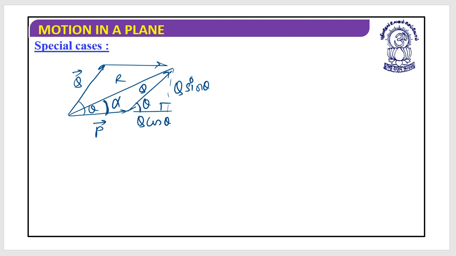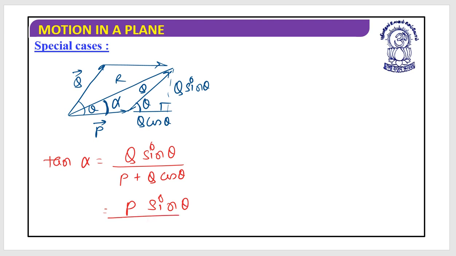So if I write tan alpha, then it would be q sin theta divided by p plus q cos theta. In my situation, p is equal to q. So if I replace this with p, it's p sin theta divided by p plus p cos theta. So now what would be the situation? Look at this very carefully. The tan alpha can be written as p sin theta.